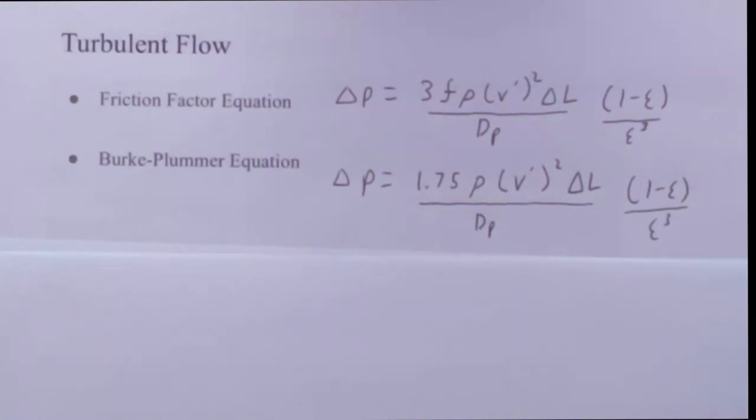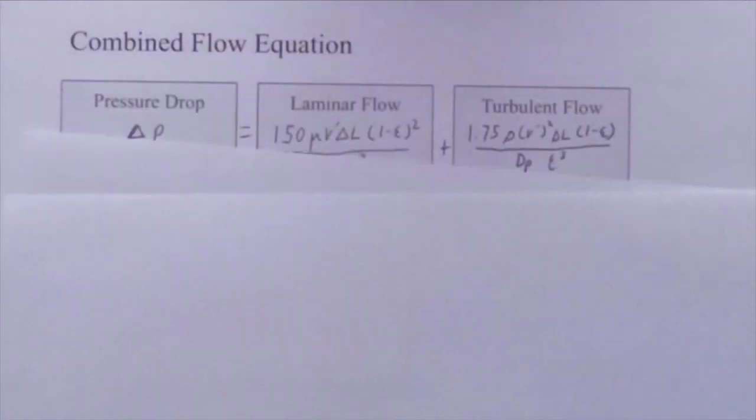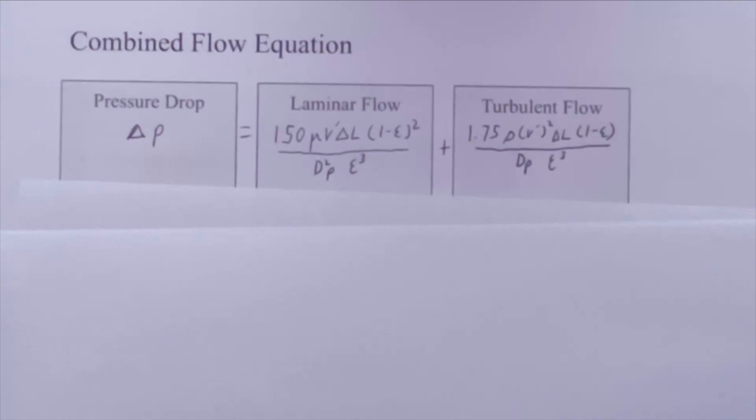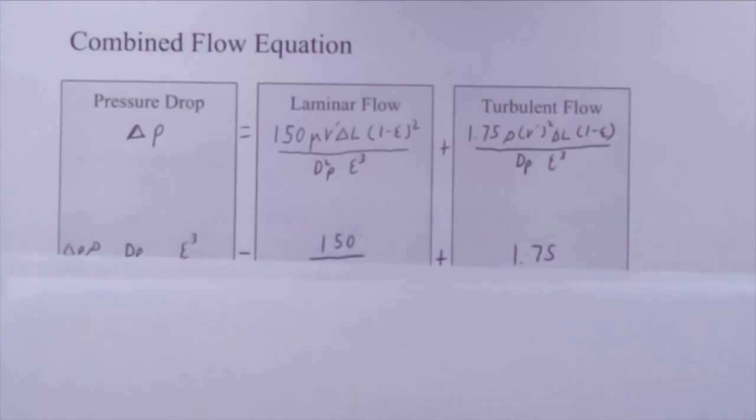We can combine the pressure drop equations for both laminar and turbulent flow to get the combined general equation for any Reynolds number. The pressure drop is equal to the laminar flow term plus the turbulent flow term. For high Reynolds numbers, the turbulent flow term is going to be more significant, and for low Reynolds numbers, the laminar flow term is going to be more significant. We can also rearrange this algebraically to get a dimensionless form, shown here.